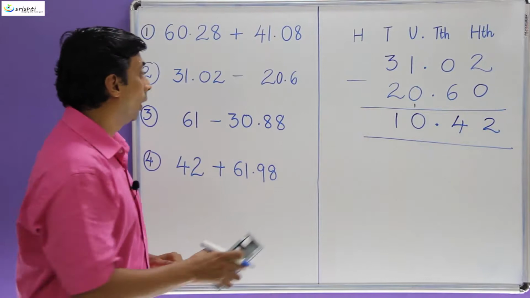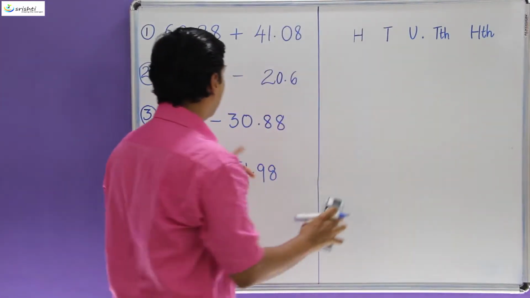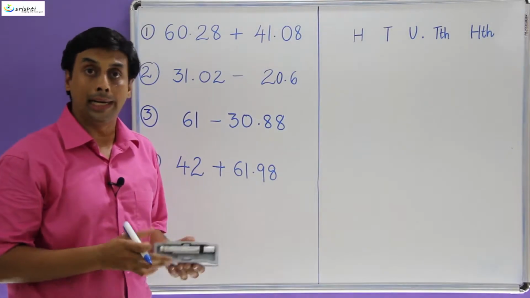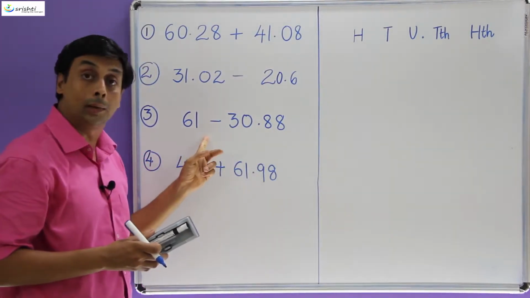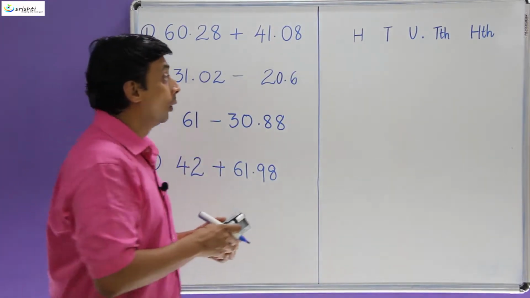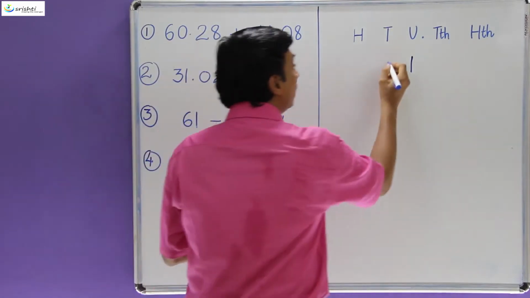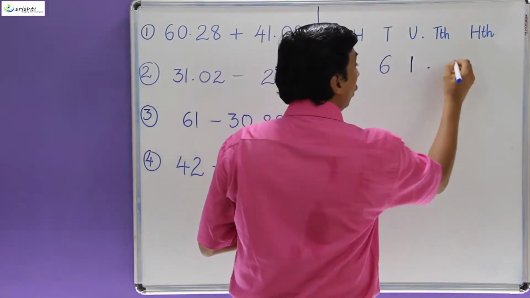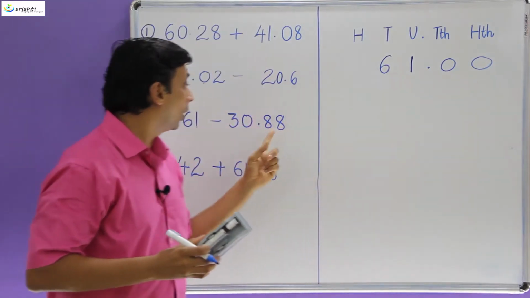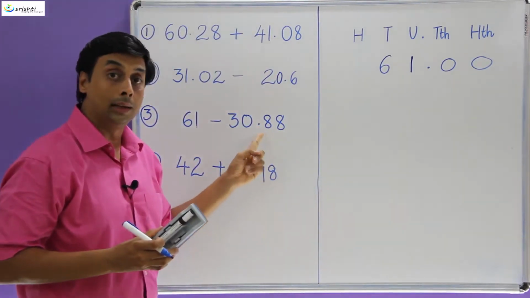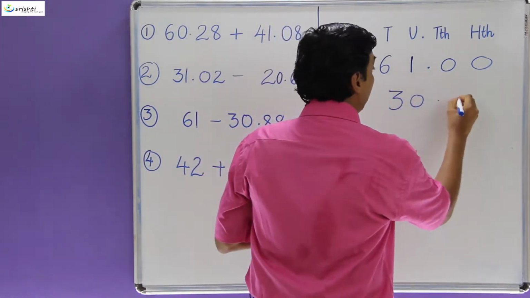Now let's try to solve this particular problem. We have 61 minus 30.88. There are two decimal places in the second number. There is no decimal place in the first number. So what we can do is 1 in the units place, 6 in the tens place, and followed by 2 zeros. So we have to fill these 2 zeros because you have two decimal places in the second number. So minus 30.88.